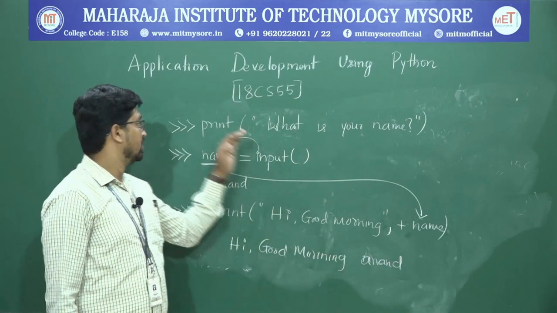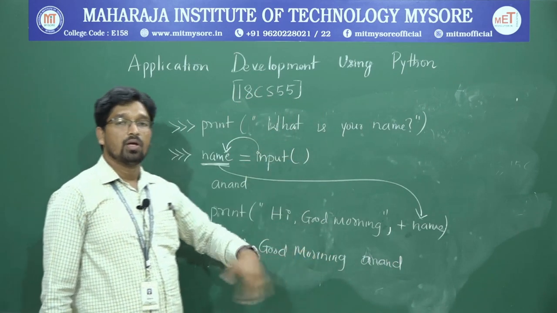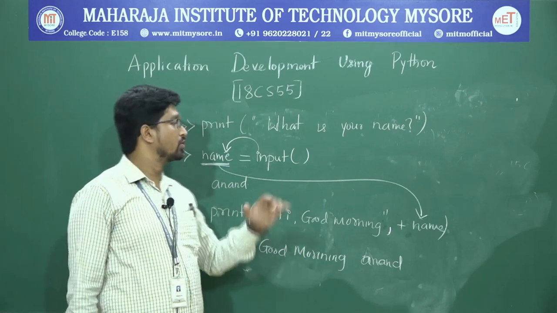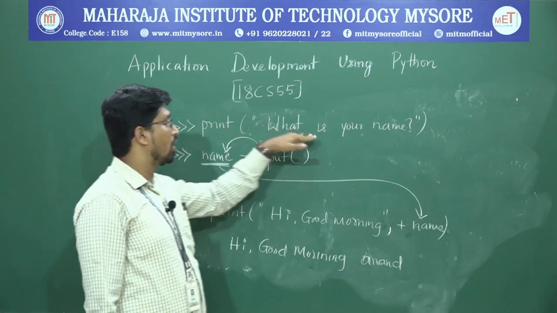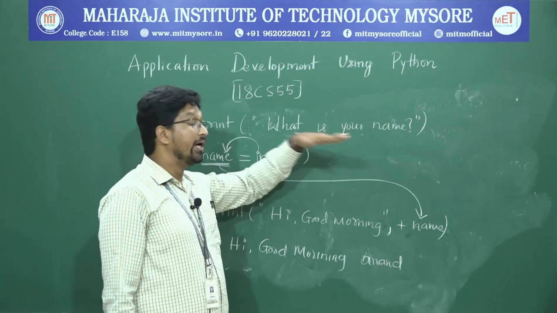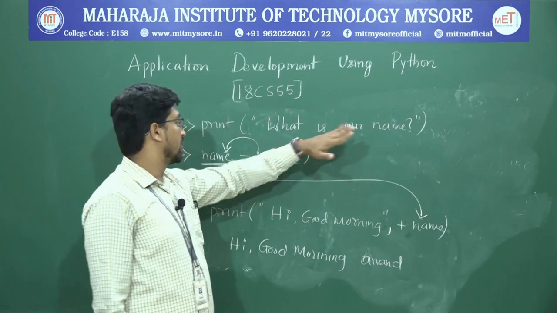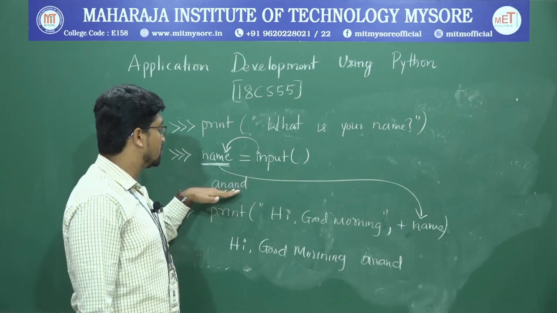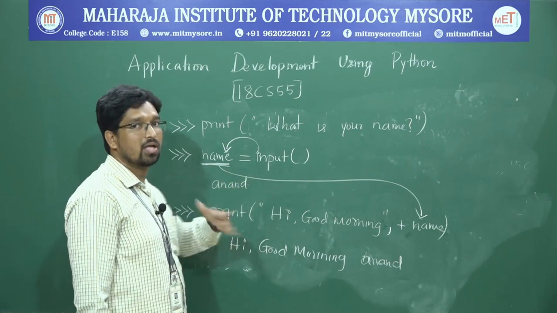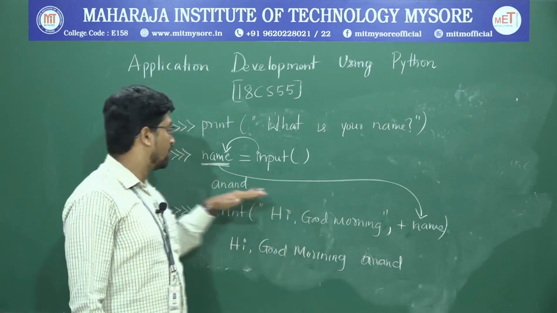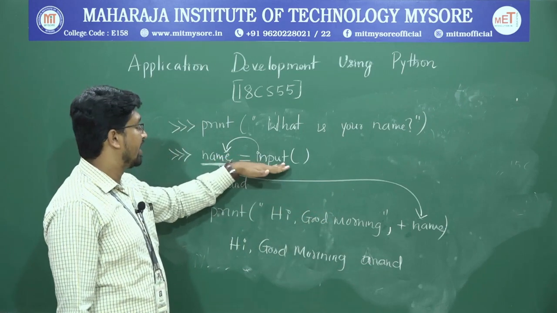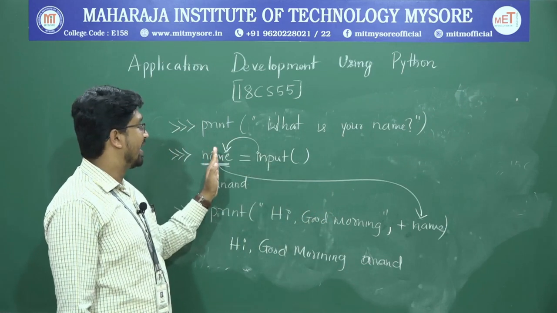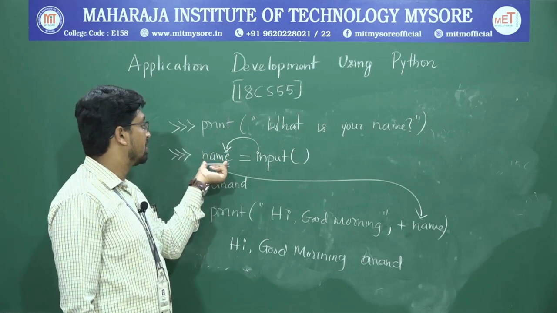This is the output. This is a very small program you can execute by yourself. So we have one print function, what is your name? It will print on the screen what is your name. Immediately it will wait for the user input. Once the user enters some input, let us say Anand or Kumar or Bharat, whatever, once they have entered the name, it will directly be stored into a variable called name.